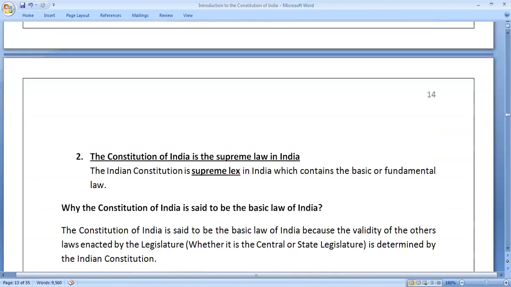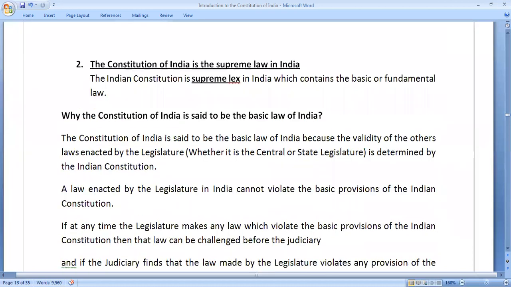The second feature of the Indian Constitution is that the Constitution of India is considered to be the supreme law, or supreme lex, in India. What is the meaning of supreme lex? Supreme lex means the law which is the supreme law. Indian Constitution is the supreme lex in India, and it is the basic or fundamental law. Now the question arises, why is the Constitution of India said to be the basic law of India?